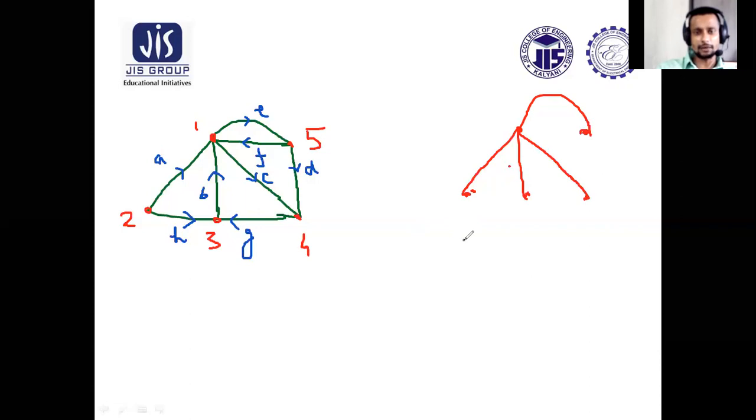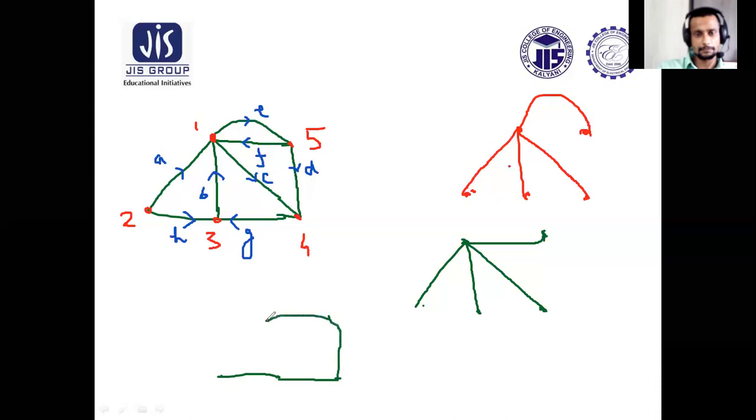Now several other trees can also be formed. Let us choose this one. This is another tree. This is another tree with 4 branches.